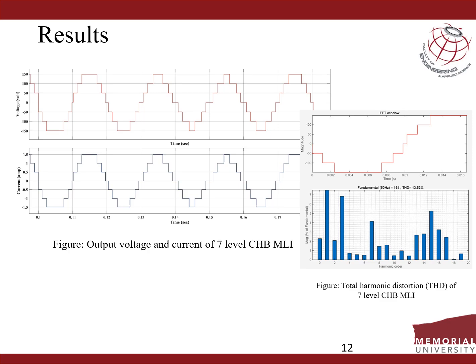This figure illustrates the output voltage and currents. From there, as we can count, it has 7 levels, and for that we also have calculated the total harmonic distortion for the output voltage, which is 13.52%.